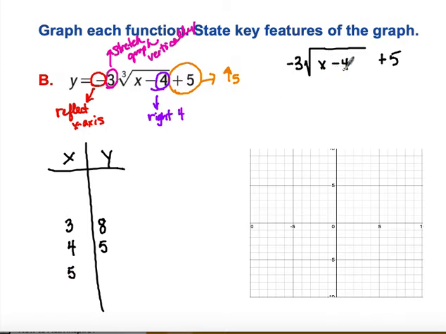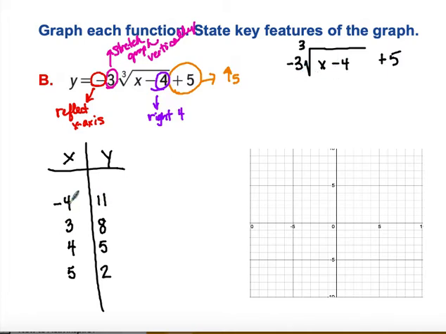5 minus 4 is 1, times the square root of negative 3 is negative 3, plus 5 will give me 2. And now I'm going to try to pick wisely here. I'm going to go all the way to negative 4. I'm pretty far away, but that gives me a negative 8 in there, and I know that the cube root of negative 8 is negative 2. Negative 2 times negative 3 is 6, plus 5 is 11.